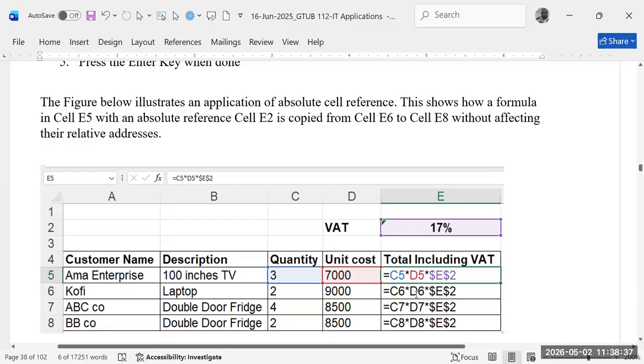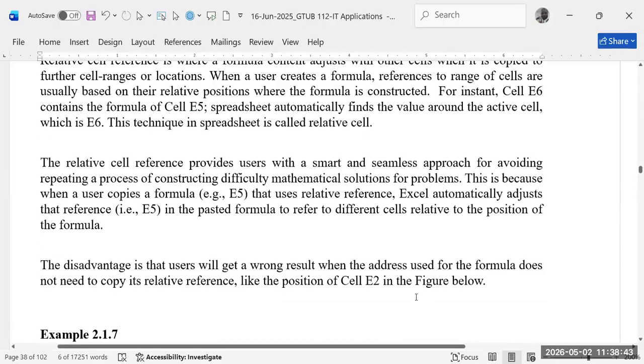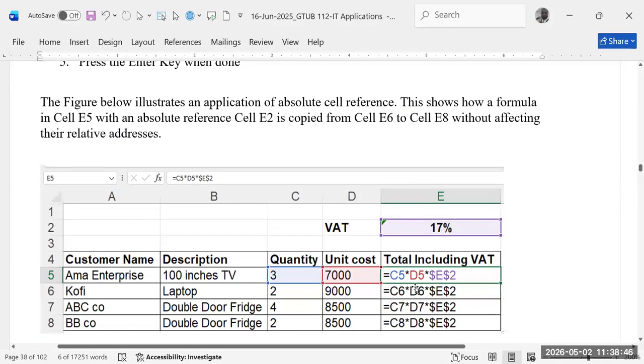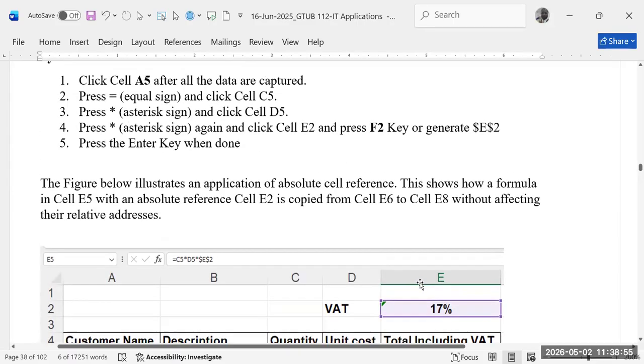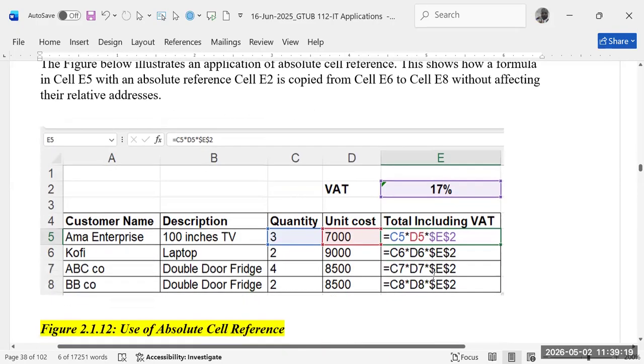So for example, if here the formula is not showing, and I've given you the figure here, and I ask you to write the formula for E6, E6 means C6 times D6 times E2. I hope you are getting it.